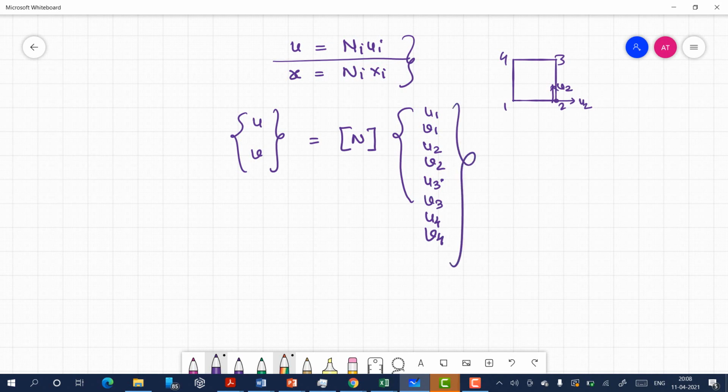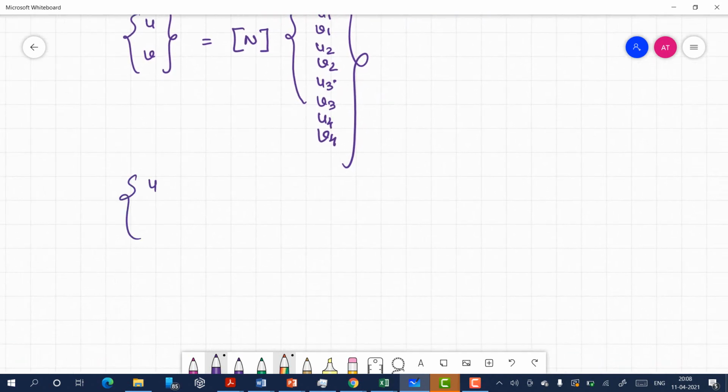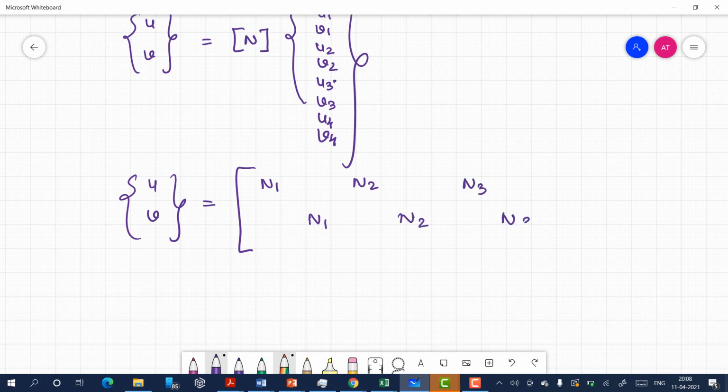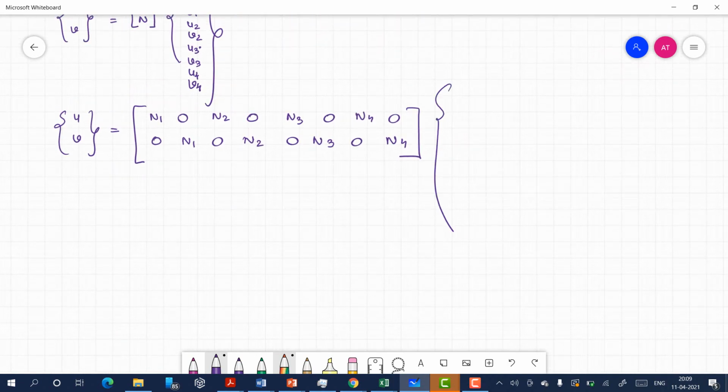So we have 8 degrees of freedom in one element. How do we define the generalized degrees of freedom? By writing the N matrix, and the N matrix is simply written as N1, N1 and N2, N2, N3, N3, N4, N4, and the rest of the things are 0, 0, 0, 0, multiplied by u1, v1, u2, v2, u3, v3, u4, v4.